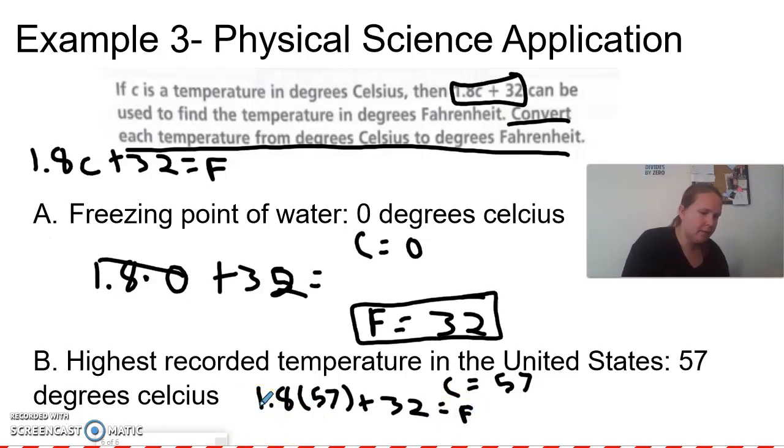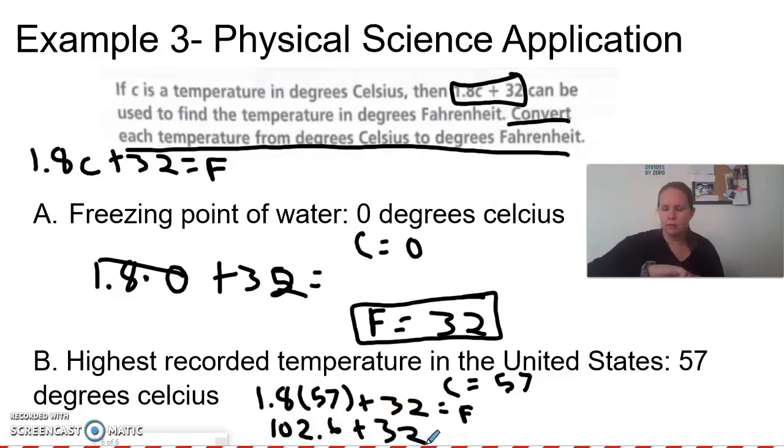1.8 times 57. Oh, that gives me, okay, 102.6 plus 32. Okay, so I'm going to add plus 32. All right. And so that means that once I get that, that is my solution. And so my answer is 134.6 degrees.